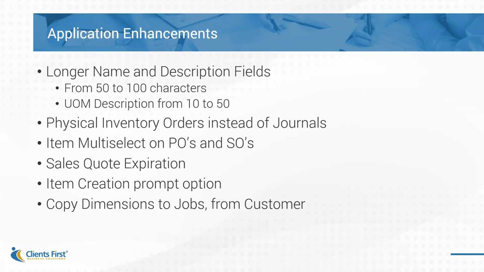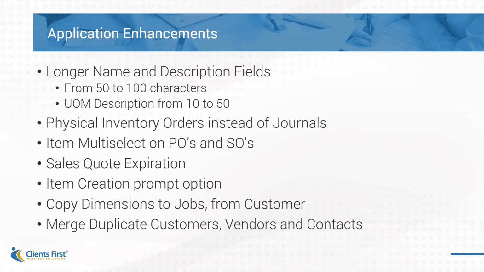Dimensions in the existing or previous versions did not get copied from a customer record to a job. That was a pretty common modification that we had to do for those using jobs. That's now supported in the current release. You can also merge duplicate customers, vendors, and contacts. So if you have 3 different vendor records for your Verizon account, you can merge them together.